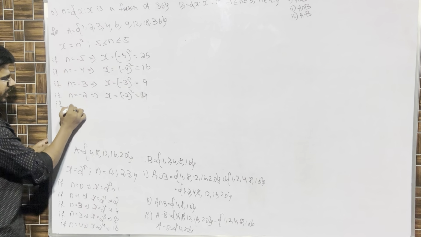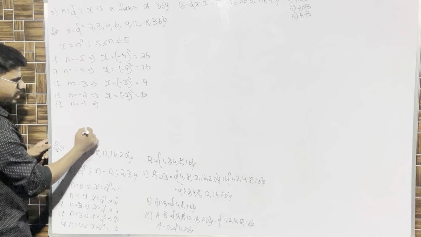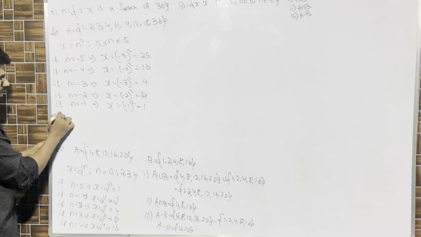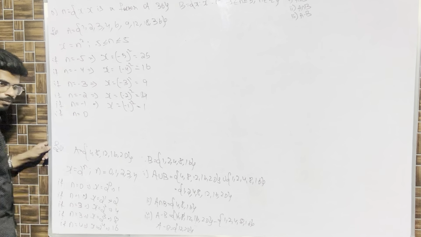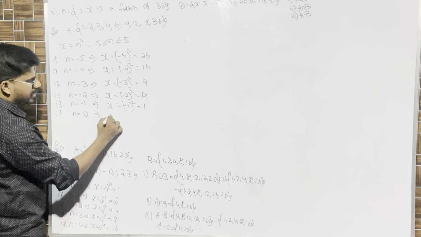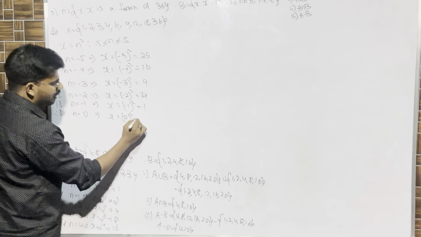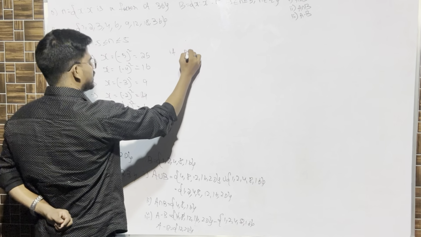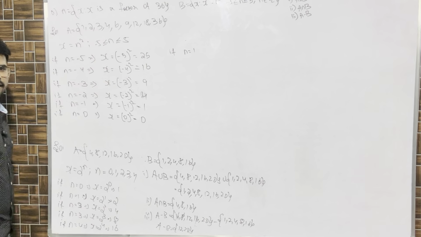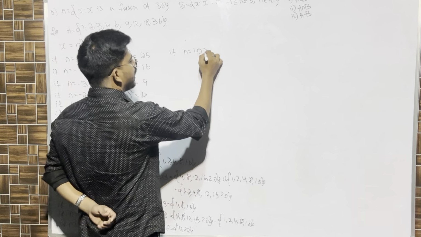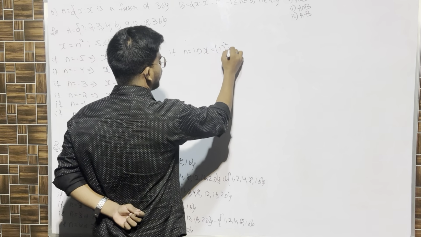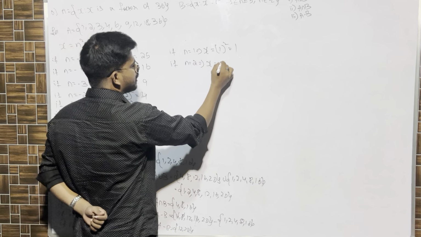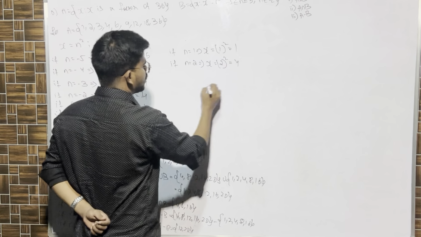Next, if n is equal to minus 1, x is equal to (minus 1) whole square, 1. If n is equal to 0, x is equal to 0 square, which is again 0. If n is equal to 1, x is equal to 1 square, 1. If n is equal to 2, x is equal to 2 square, which is 4.